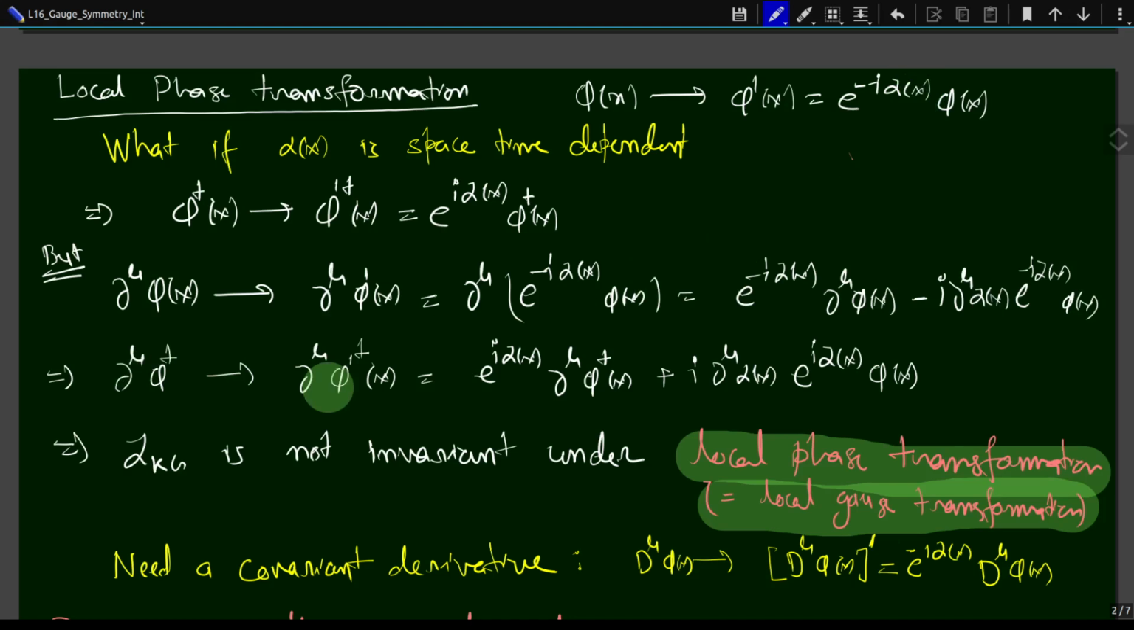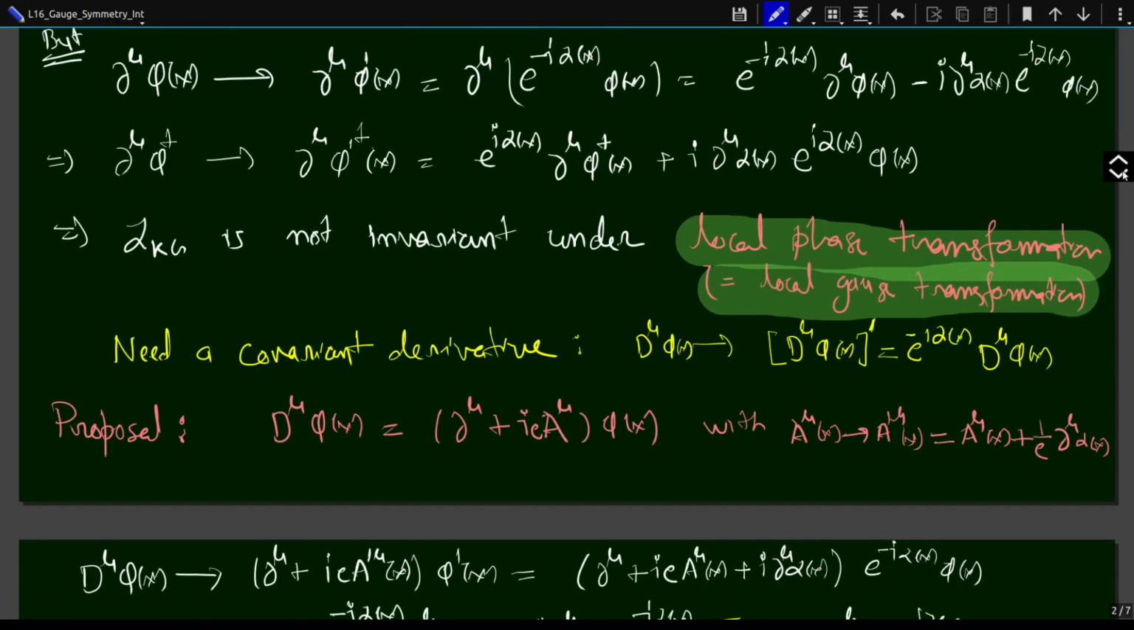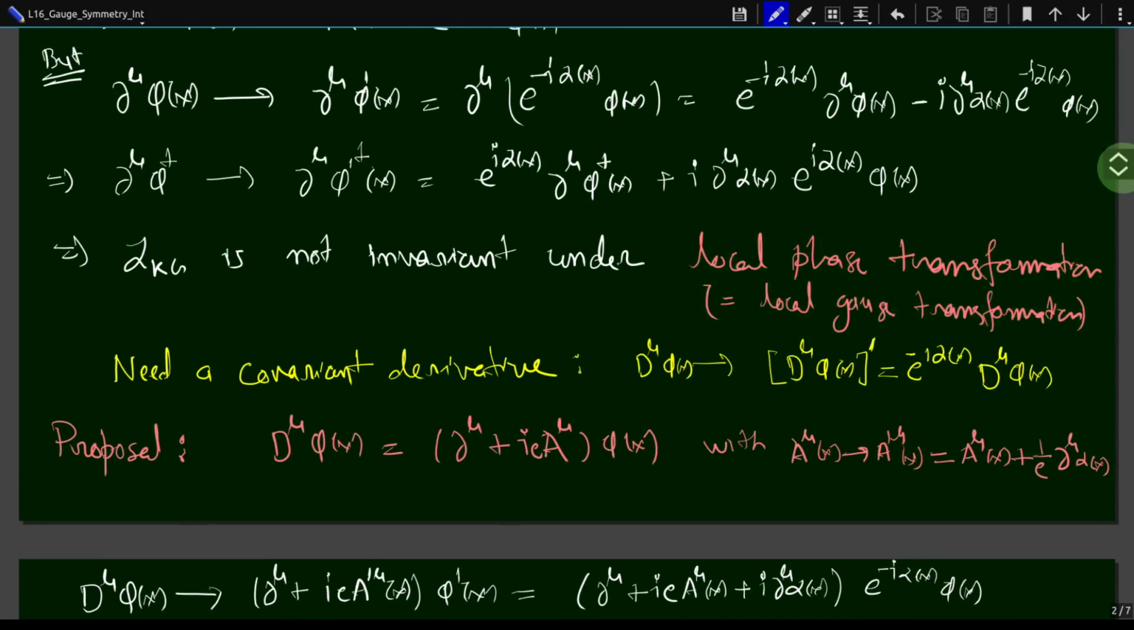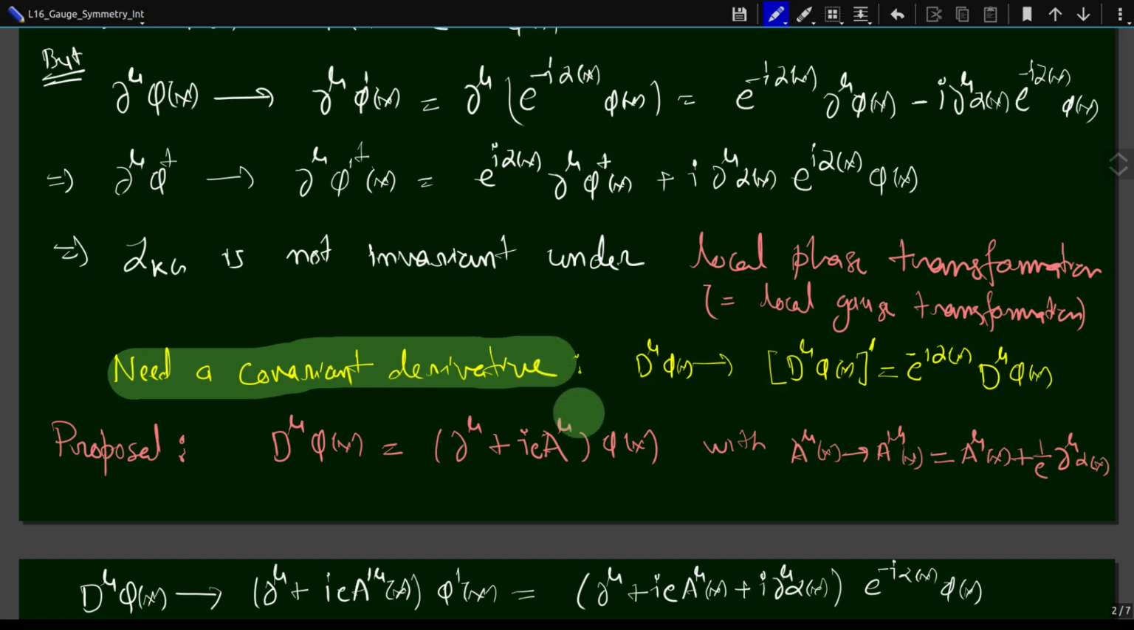Only the derivative piece is problematic. So what we need is a covariant derivative, where covariant means it varies in accordance with some similar law. Here's the covariance definition: ∂_μ φ goes to ∂_μ φ', which can be written as exp(-iα(x)) ∂_μ φ.